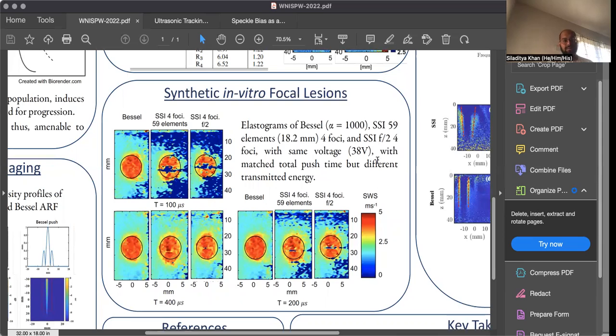The panel of figures here shows the comparison of elastogram quality of Bessel in comparison to the multifocus supersonic shear imaging scheme, which is the state of the art right now in elastography. And we report that across all imaging configurations, Bessel gives us the best preservation of the elastic heterogeneity as well as shear wave speed estimate.